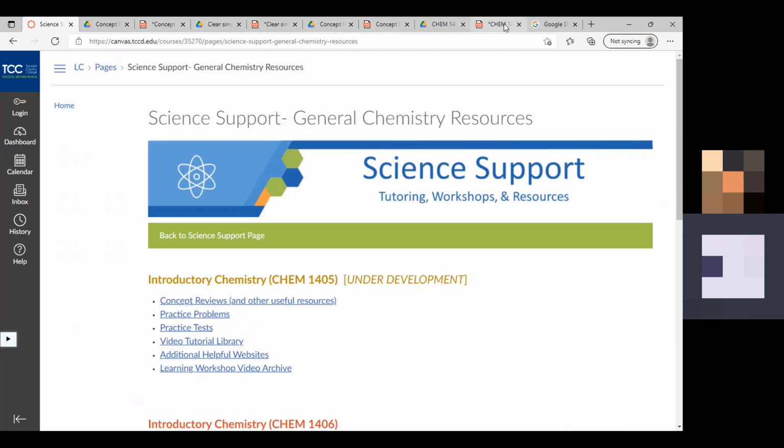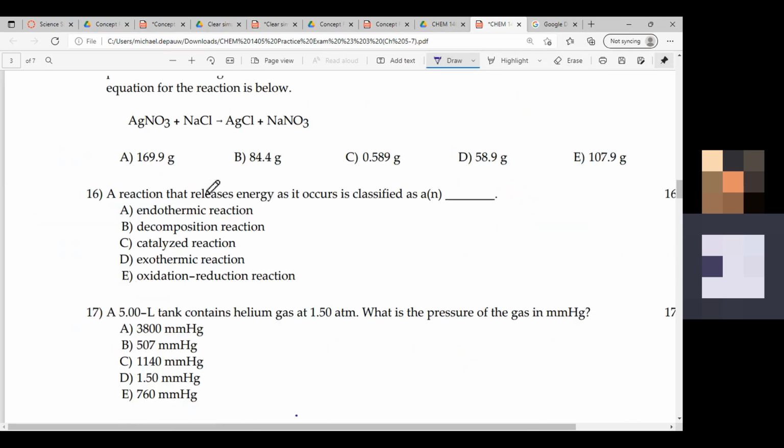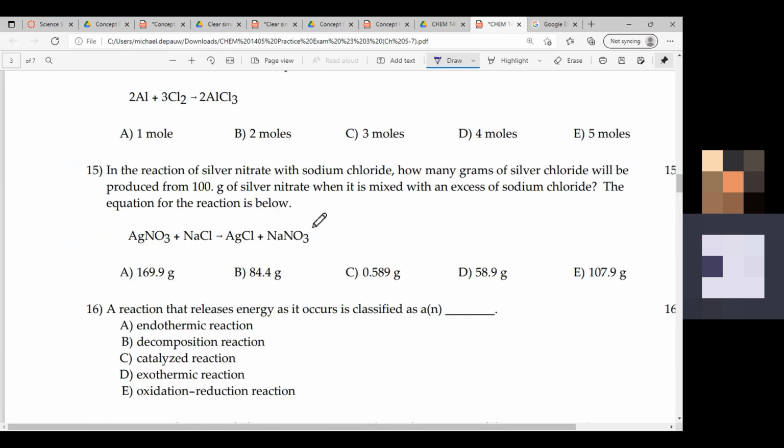So back to our practice test, I think. Where's the practice? There it is. Okay. Yes. 15? Okay. So in the reaction of silver nitrate with sodium chloride, how many grams of silver chloride will be produced from 100 grams of silver nitrate when it is mixed with an excess of sodium chloride?